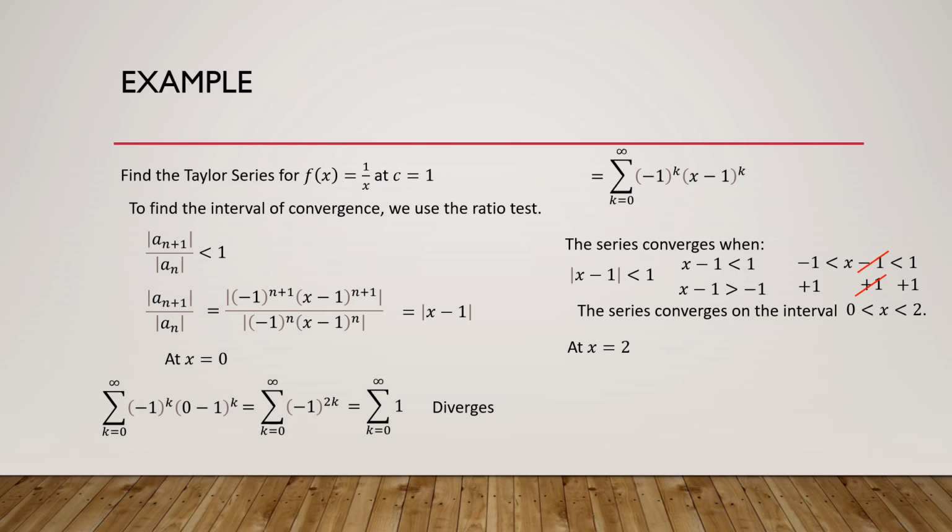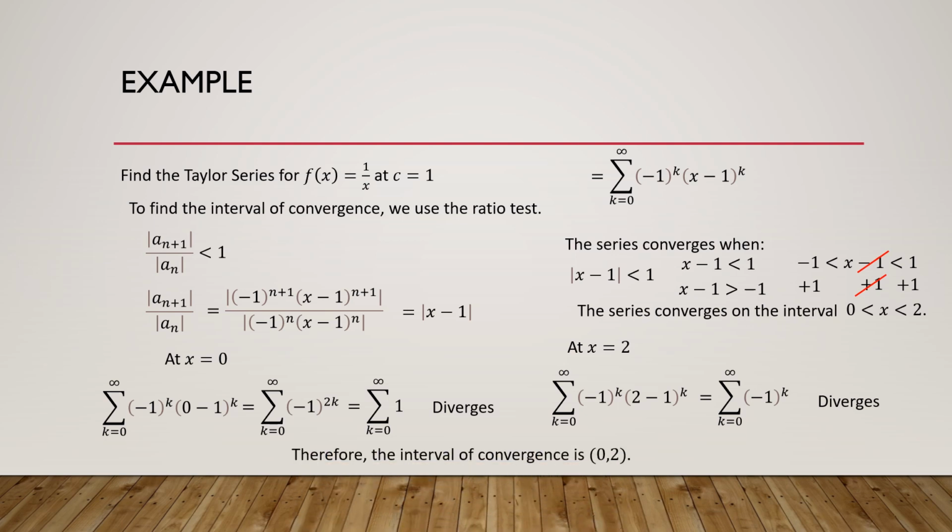Doing the same thing for x equals 2 gives us a sum from k equals 0 to infinity of negative 1 to the k power. This sum diverges because the partial sum also does not approach a finite limit. Therefore, the interval of convergence is from 0 to 2.